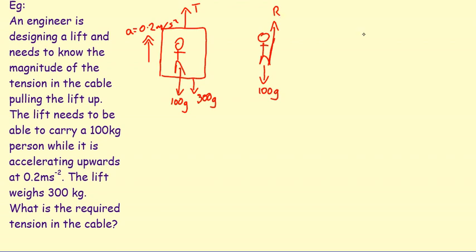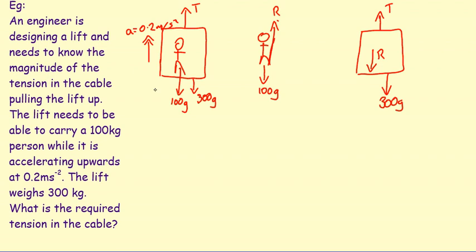We've also then got the lift. So here, the lift is going to experience its own weight, 300g. It's going to experience the tension in the cable pulling it up, but it's also going to feel the normal reaction of the person standing inside it. And so that is going to be R, pushing it down. And so here, this R and this R are equal and opposite because of Newton's third law.